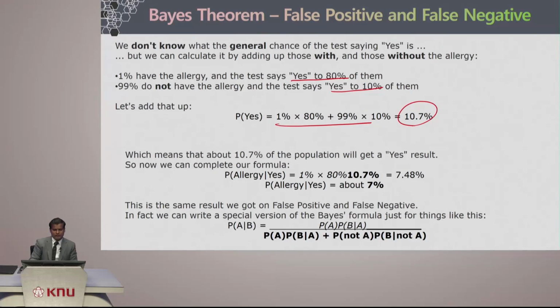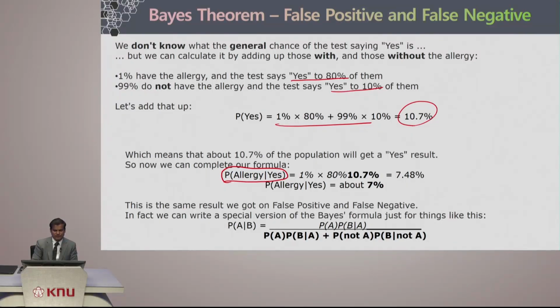So with this, 10.7% of the population will get yes results actually. So now, the probability of a person being allergic given that the positive results. So 1% in the population, 80 times, when you calculate it, it gives us 7.48%.